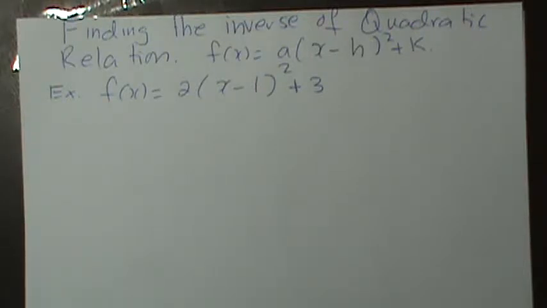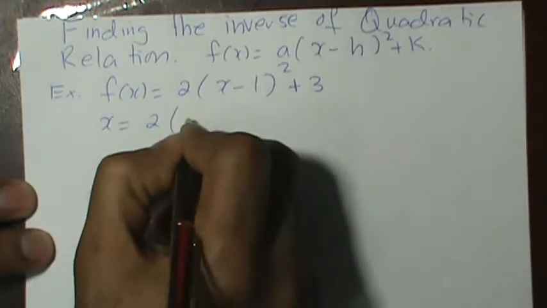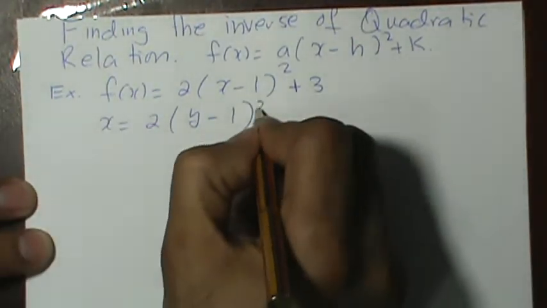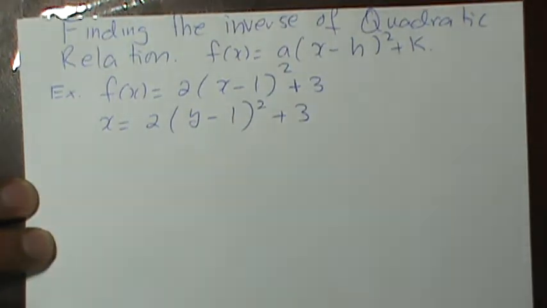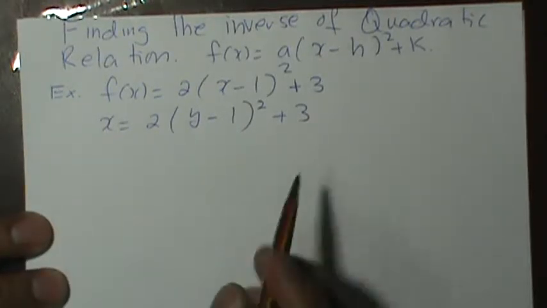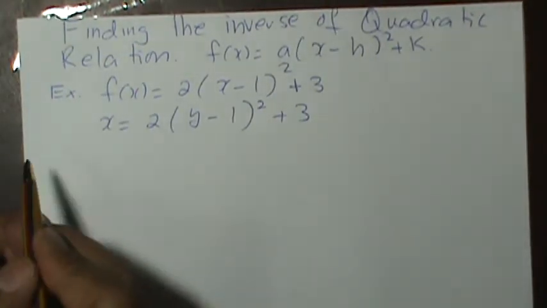So in this case, we do the same thing. We switch the position of x and y. So we have x equals 2 bracket, y minus 1, where f of x represents y, to the power of 2, and then plus 3. Now, our goal is to isolate for y in order to properly find the inverse of this function or relation. So we go from outside to inside. So we bring the positive 3 to the other side first.